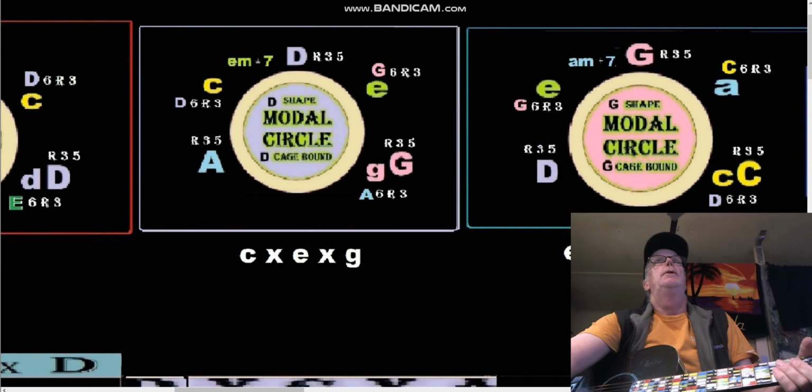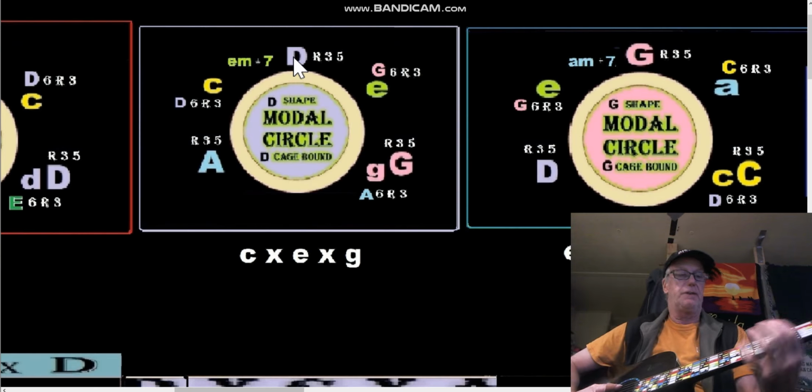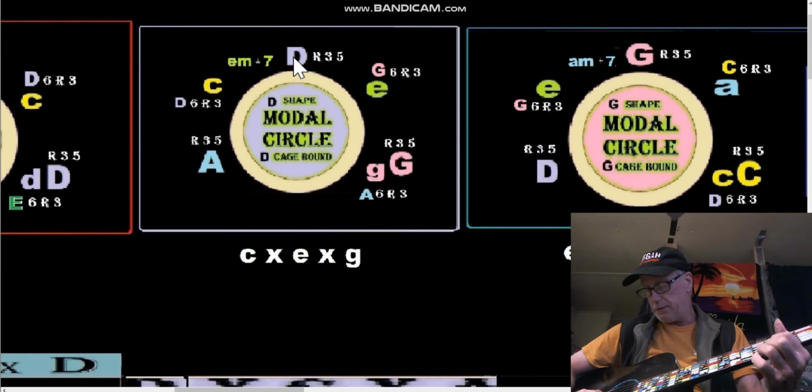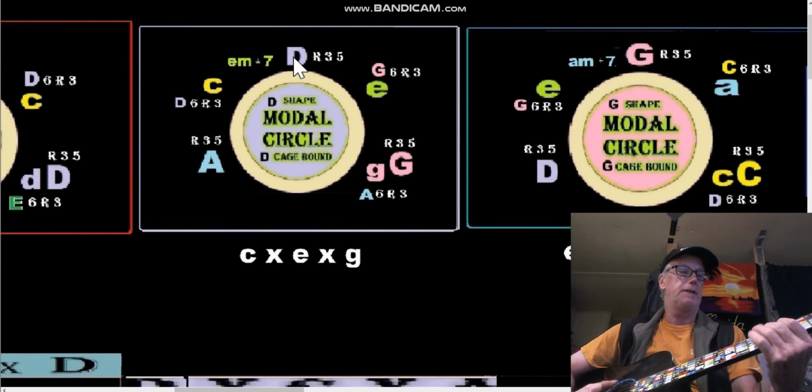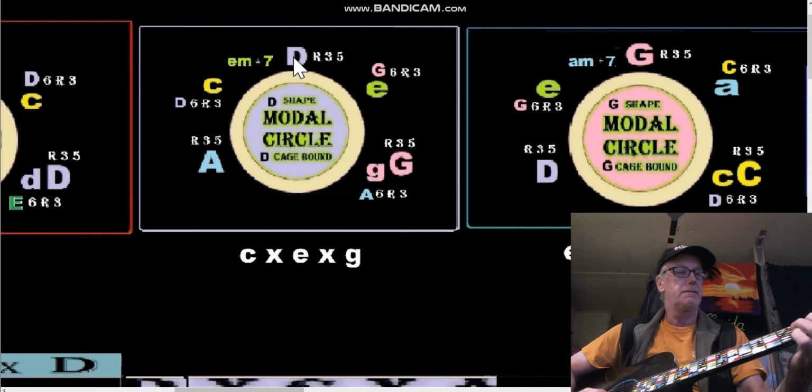Okay, so I just want to show you a quick trick. The quick trick to find the minor for the root shape. So we've got, let's say, a D root shape here, key of C. So we're at a root shape, we can play that diatonic D.